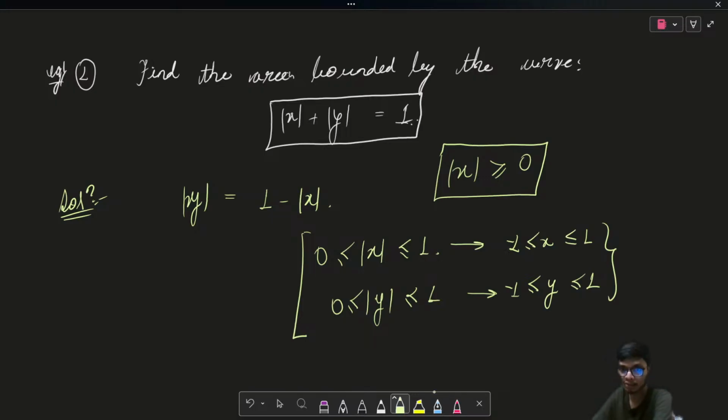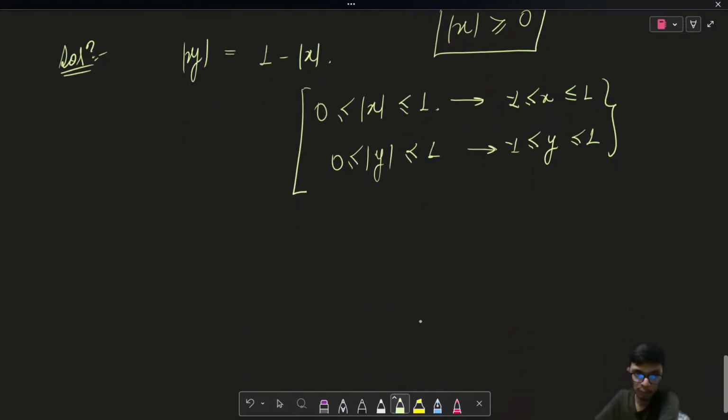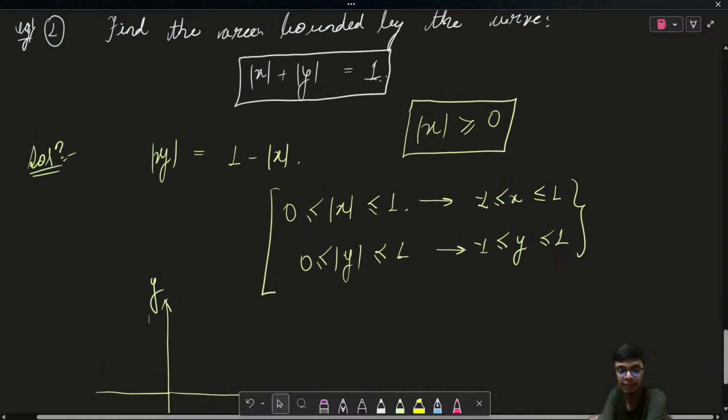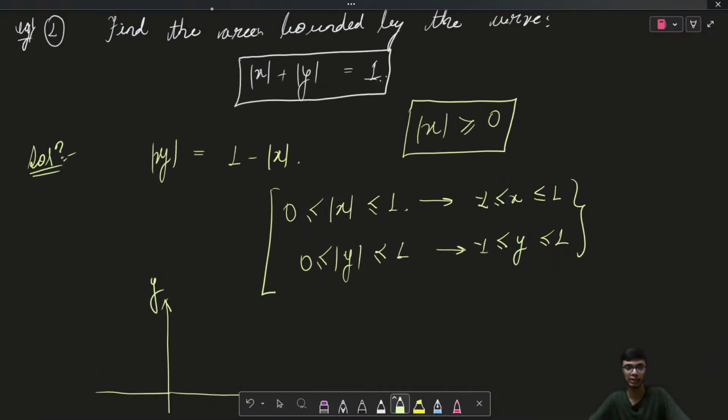So once I get the bound of x and y, now I am ready to plot the curve. If you look at this particular function, now I'm going to use the case of symmetricity. If you recall in the previous lectures, we have already discussed curve symmetricity. That is, if you have this kind of expression of the curve, and in place of x you replace it with minus of x and the expression remains the same, then it is symmetric about the y-axis.